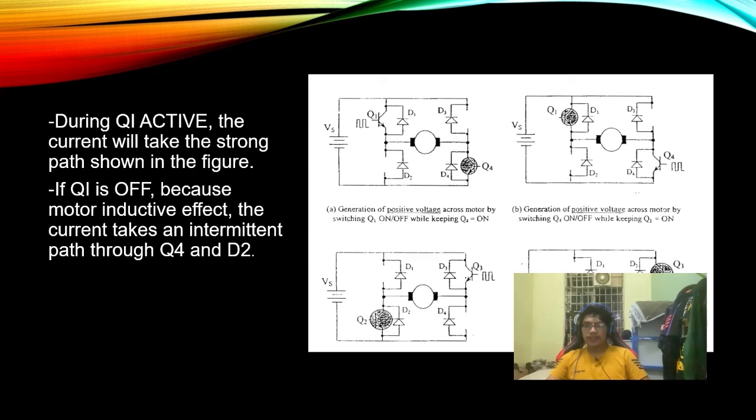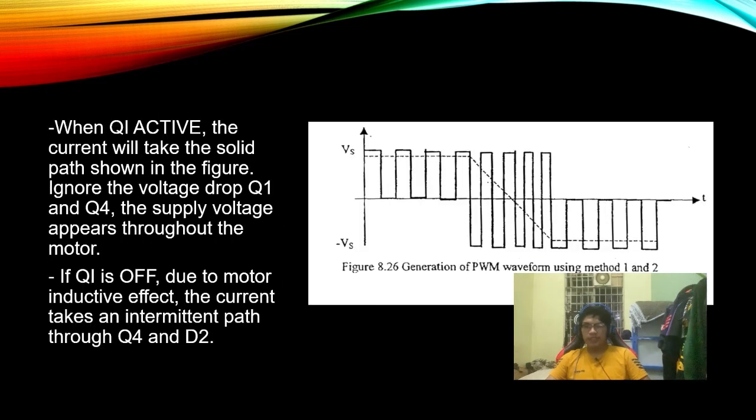When Q1 is active, the current will take the solid path shown in the figure. If Q1 is off, because of the motor inductive effect, the current takes an intermittent path through Q4 and D2. Ignoring the voltage drop across Q1 and Q4, the supply voltage appears across the motor. If Q1 is off due to the motor inductive effect, the current takes an intermittent path through Q4 and D2.